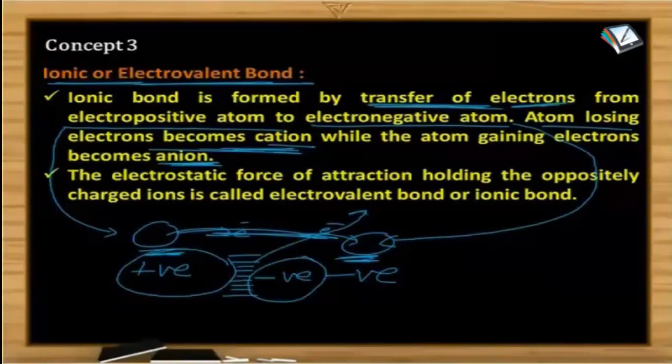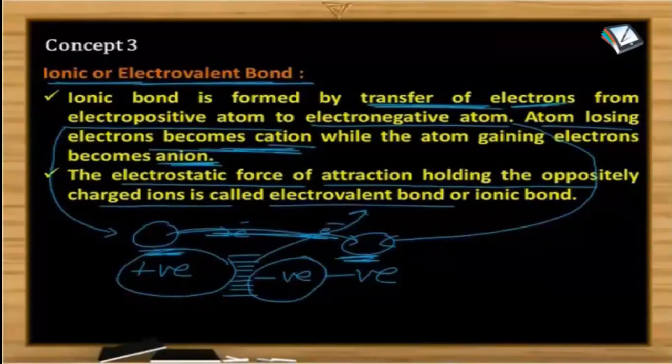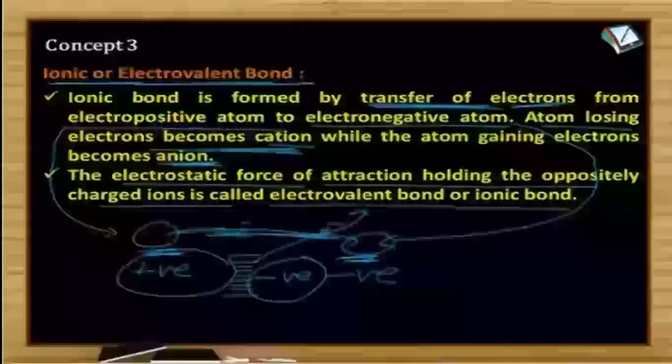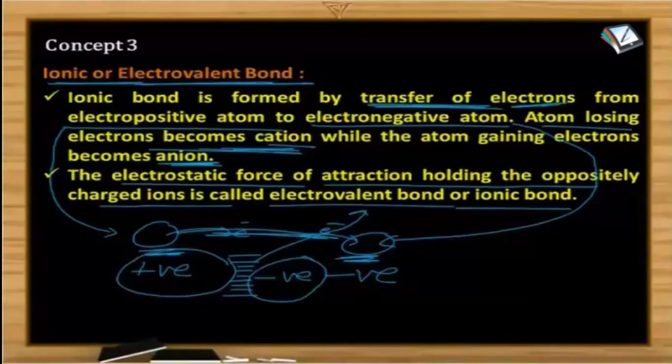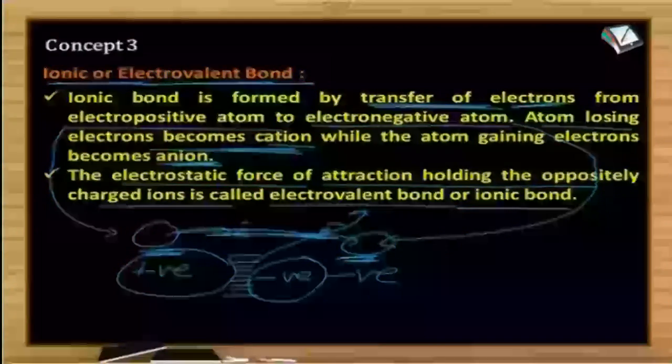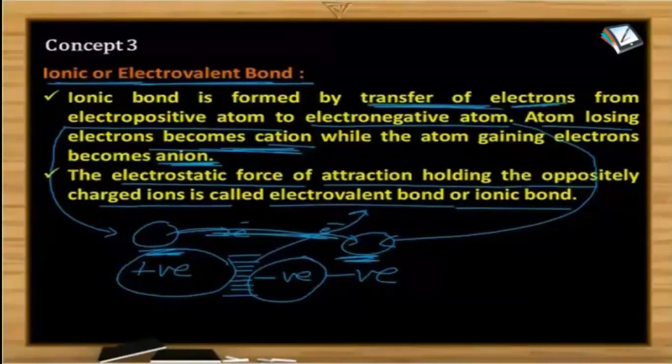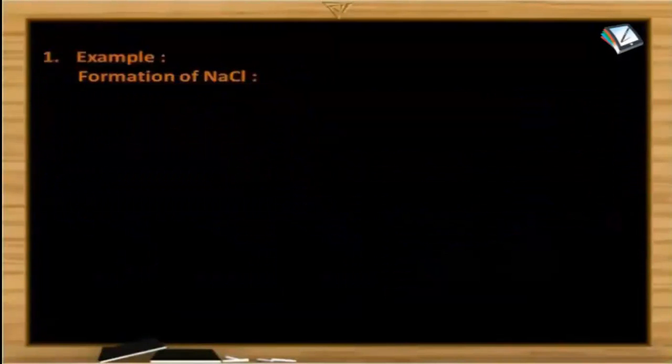So what is ionic bond? The electrostatic force of attraction holding the oppositely charged ions is called ionic bond or the electrovalent bond. The strong electrostatic force of attraction between oppositely charged ions which are formed because of transfer of electrons is called ionic bond or electrovalent bond. Let us understand better with the famous example of sodium chloride.